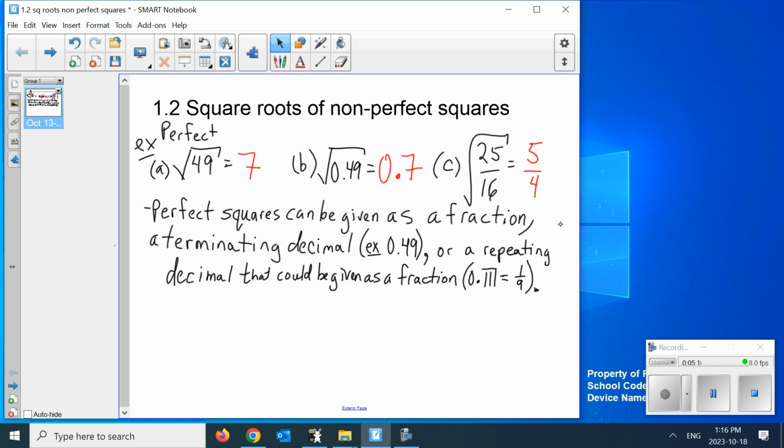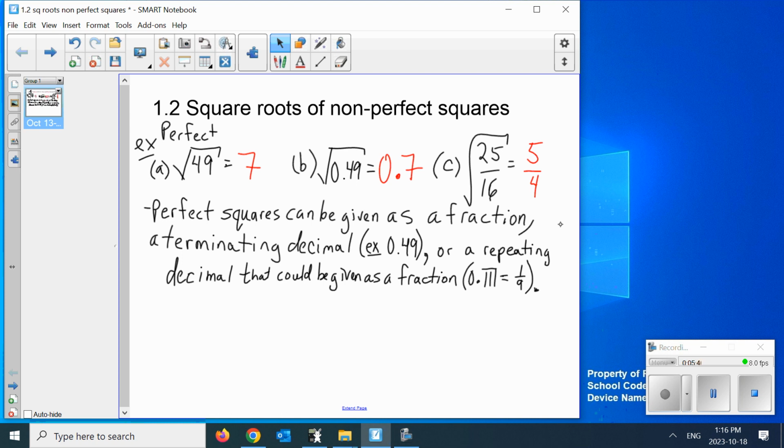I give the example of 0.111111. So I put a line over the 1s just to show that it goes on. That's the same as 1 over 9. You know that square root of 1, square root of 9. So yeah, that's a perfect square. It's hard to see perfect squares when they're in a repeating decimal. You can see them in the fractions.